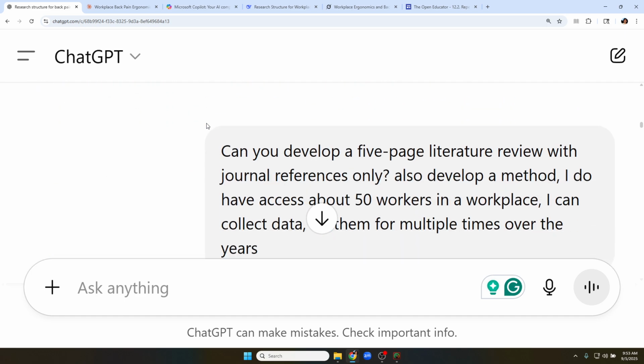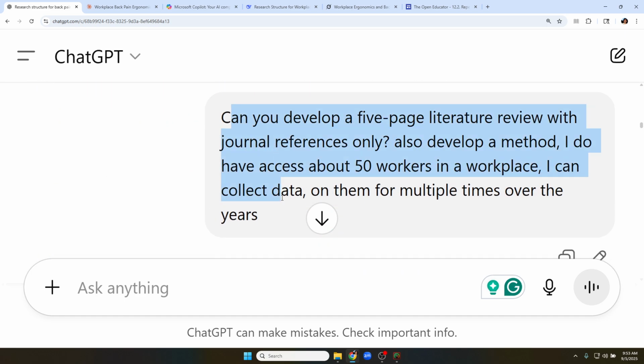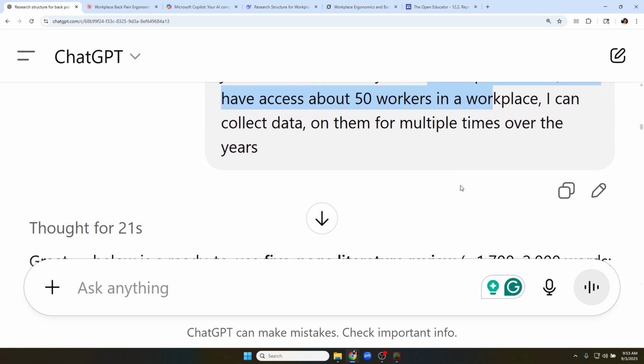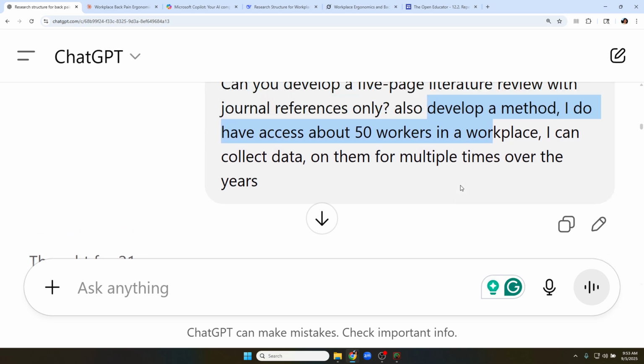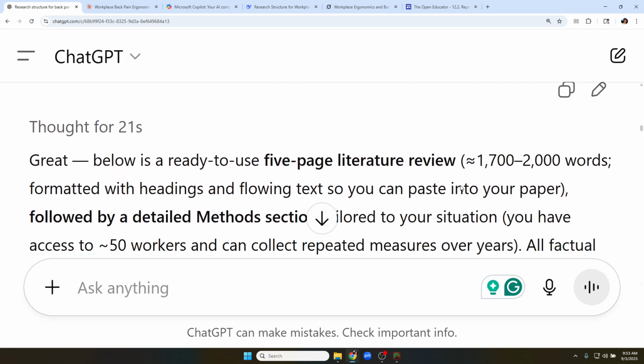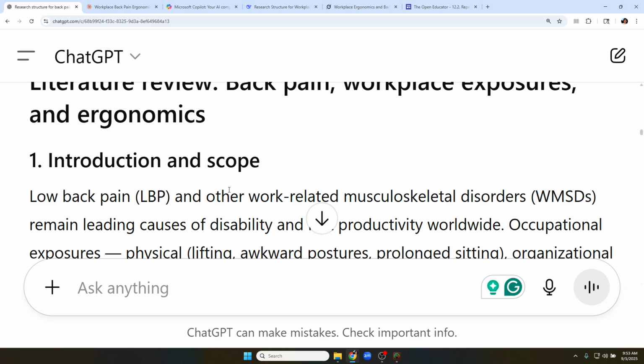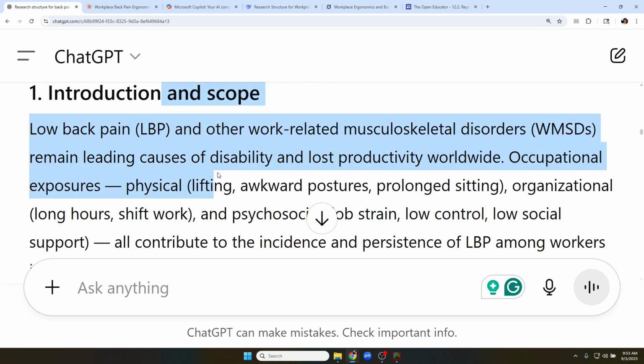In the next prompt, I asked, hey, can you develop a 5-page lit review using only journal references, nothing else? And I also said, can you develop a method with 50 workers in a workplace? I have access to them, and I can observe them over the years. So develop a method for that scenario as well. And then it said, yes, I can do that. And it did develop a 5-page introduction for me. And I read that. It is actually awesome.